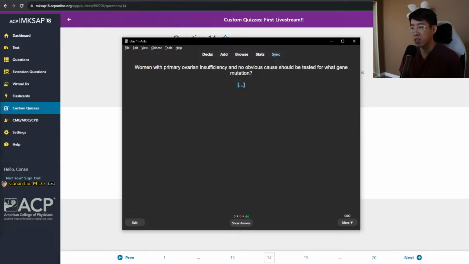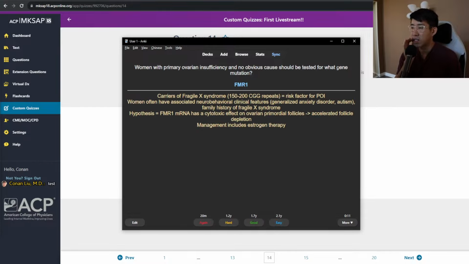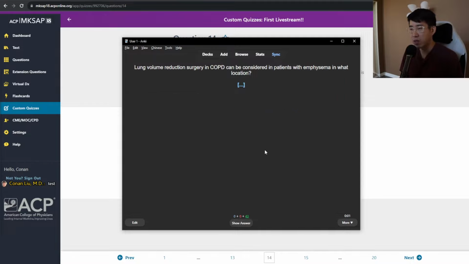Women with primary ovarian insufficiency and no obvious cause should be tested for what gene mutation? I think it's... I actually don't remember this one. So that's the FMR1 gene, which is for carriers of fragile X, and this causes accelerated follicle depletion. So I'm going to mark again for that one.